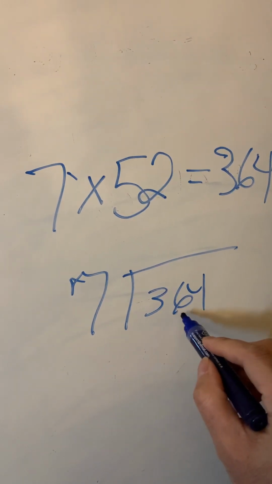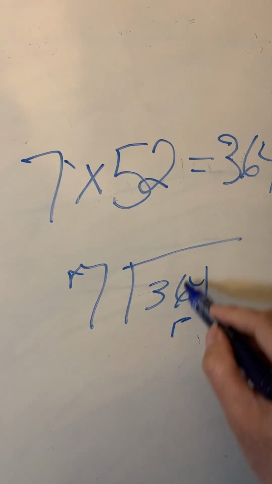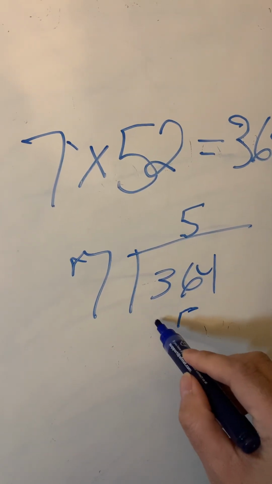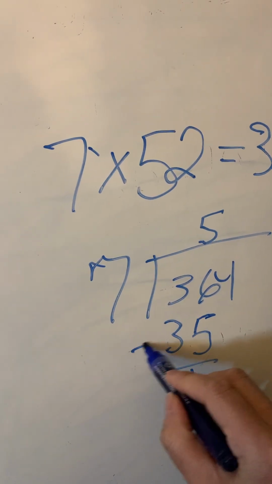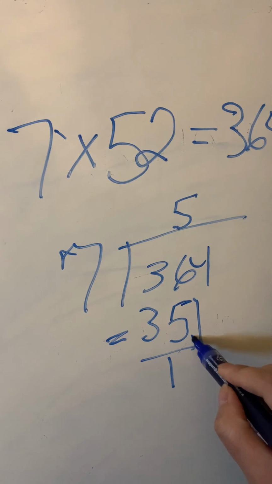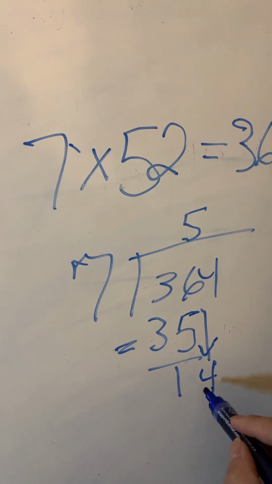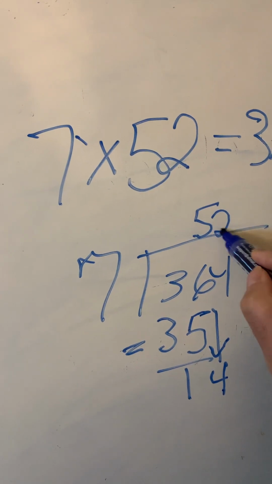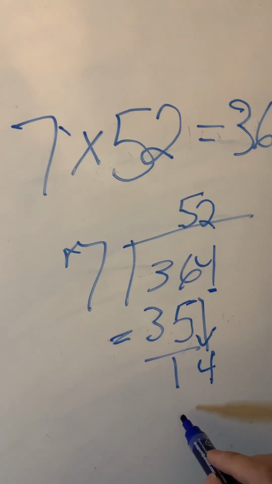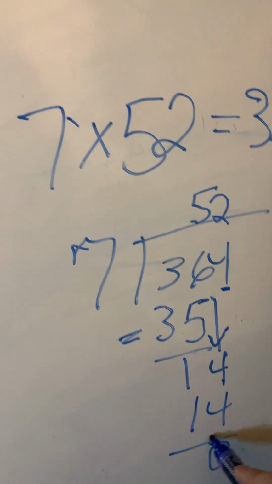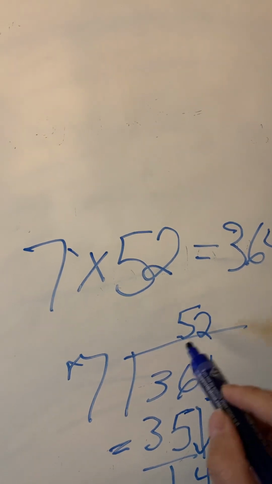So then if you did this, 364, and I did 7 into 3, nope. So 7 into 36 goes how many times? 5 times, right? So I put a 5 here, put 35 here, put a 1, because it's a difference of 1, bring down the 4, right? You don't have to draw the arrow. I'm just drawing the arrow to show you. It goes to 14. You put the 2 above the last number you brought down. 2 times 7 is 14. 0. So 7 times 52 is 364, just like we did here, right?